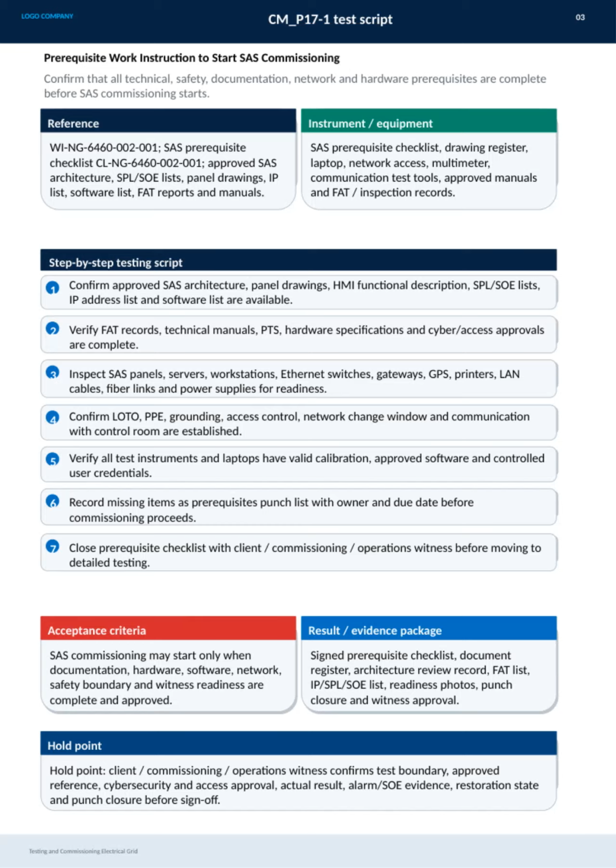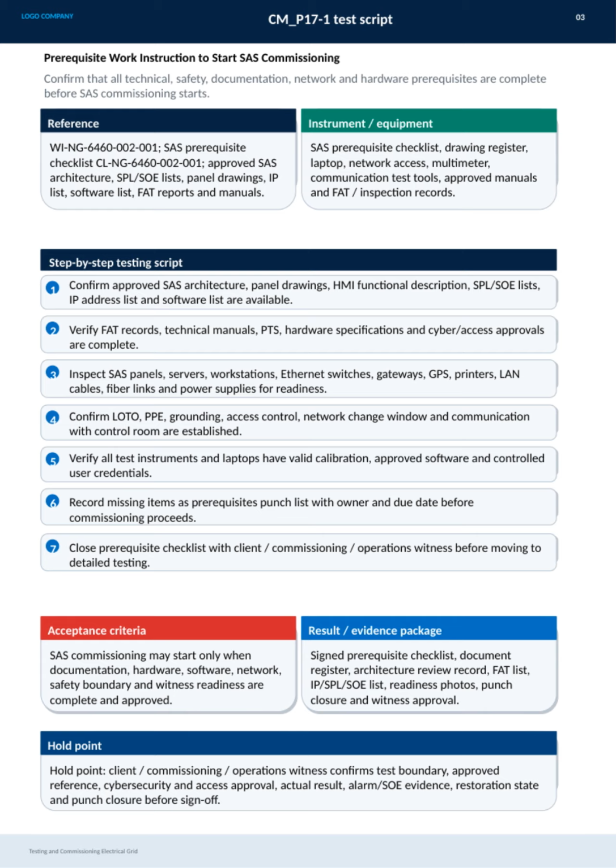Before starting SAS commissioning, it's crucial to confirm that all technical, safety, documentation, network, and hardware prerequisites are fully complete. We begin by ensuring that key documents like the approved SAS architecture, panel drawings, HMI functional descriptions, and software lists are available. Next, we verify that FAT records, technical manuals, hardware specs, and cybersecurity approvals are all in place. Physically, we inspect all relevant equipment including SAS panels, servers, network devices, and power supplies for readiness. Safety measures such as lockout/tagout procedures, PPE, grounding, and communication with the control room must also be confirmed.